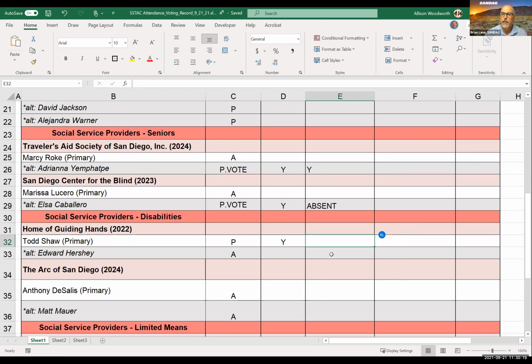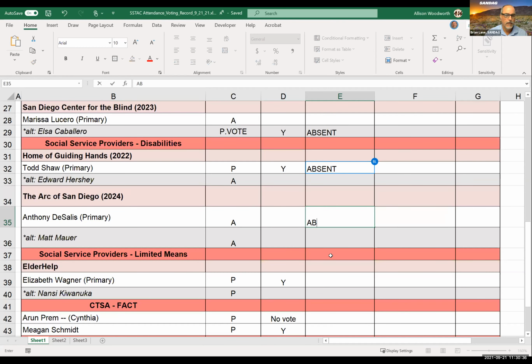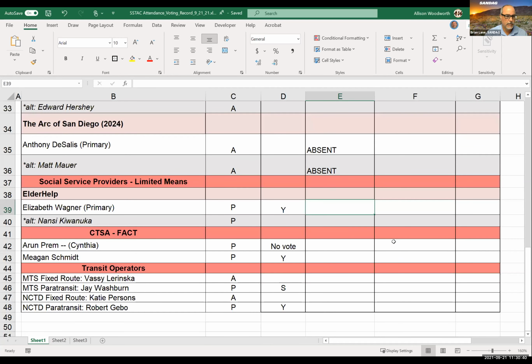Did Todd make it back in? I know he had jumped out to panelist. I think Todd had to bail, and I don't believe Edward's here, right, for Home and Getting Hands? Yep, that's fine. I don't see Todd in the list now. He had dropped at some point. I don't believe anyone from the ARC is here yet. Nope, so we'll jump down to Elder Help. Elizabeth? Yes. Thank you. Cynthia? Yes. Megan? Yes.